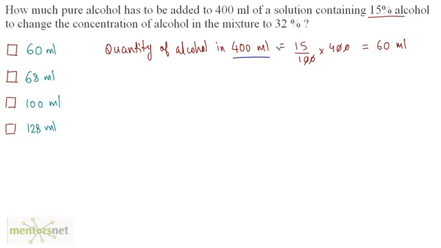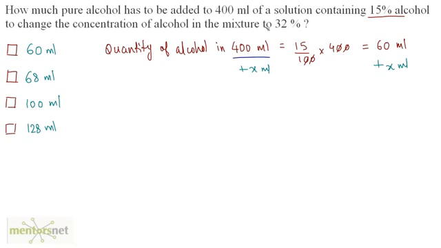Now I have to increase the concentration of alcohol in the mixture to 32%, and to do that I'll have to add some pure alcohol to this solution. If I add, let's say, x milliliters of alcohol in this solution, the solution's volume will also increase by x milliliters.